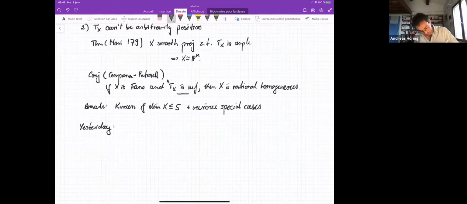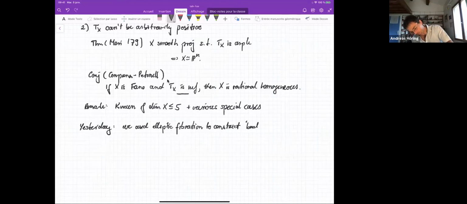So we used the existence of an elliptic fibration to construct some bad divisor in the cotangent, projectivized cotangent bundle. And with the help of this divisor, we could understand this condition that the cotangent is pseudo-effective.